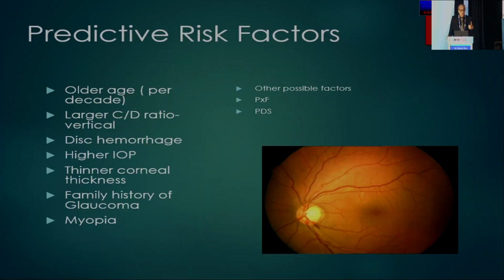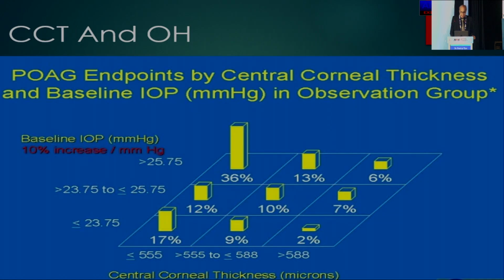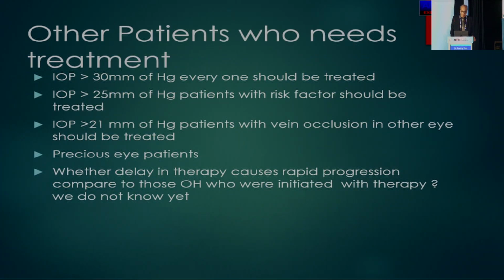Older age per decade, larger vertical CD ratio, disc hemorrhage, higher IOP at presentation, thinner corneal thickness, which is a very high risk, family history of glaucoma, and myopia. Other risk factors could be pseudoexfoliation and pigmentary dispersion syndrome. You have seen multiple times the association between thinner cornea and high intraocular pressure.